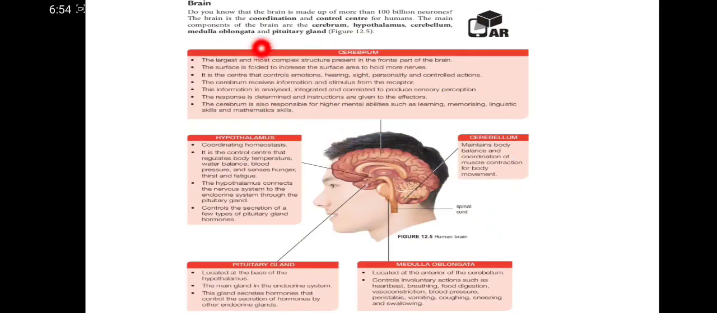Right, so the first one, brain. This is part of the CNS, the central nervous system. Our brain is made up of more than 100 billion neurons. So the brain is the coordination and control center for humans. There are some main components of the brain. We have the cerebrum, hypothalamus, pituitary gland, medulla oblongata, and the cerebellum. These are some parts of our brain.